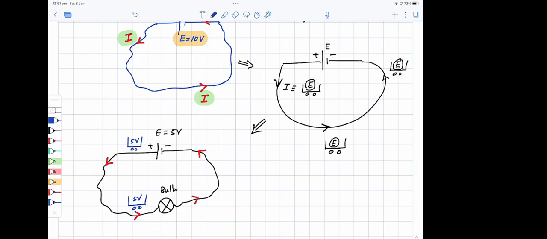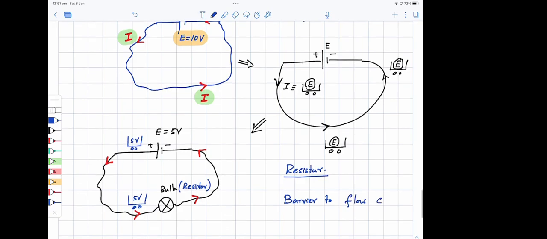Now this cart is a very reasonable guy. When he sees an obstacle, obstacle means bulb, and bulb means a resistor. So what is a resistor? Resistor means a barrier to flow of current. Okay, so it's a barrier to the flow of current, right?